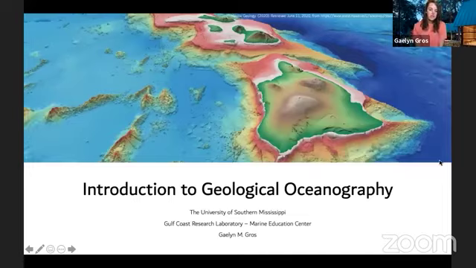So this is just an introduction image, talking about what geology is and what that can look like in the ocean. So just like the rest of the planet, like our terrestrial environments on land, we have different landforms and different shapes that are going to make up the Earth's crust. And so that's going to take place in the ocean as well.